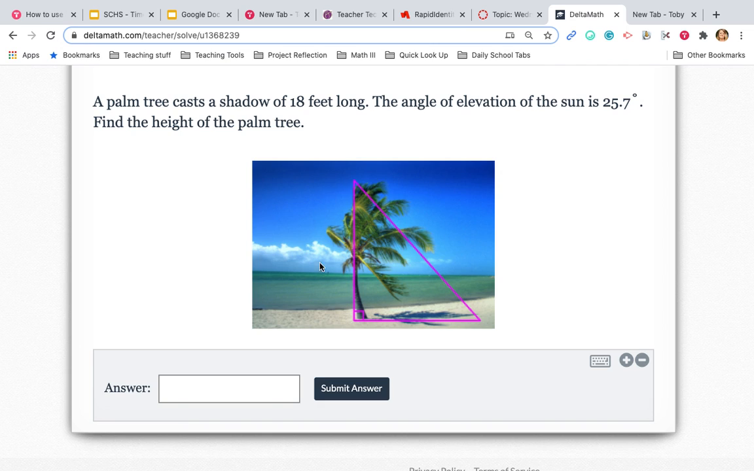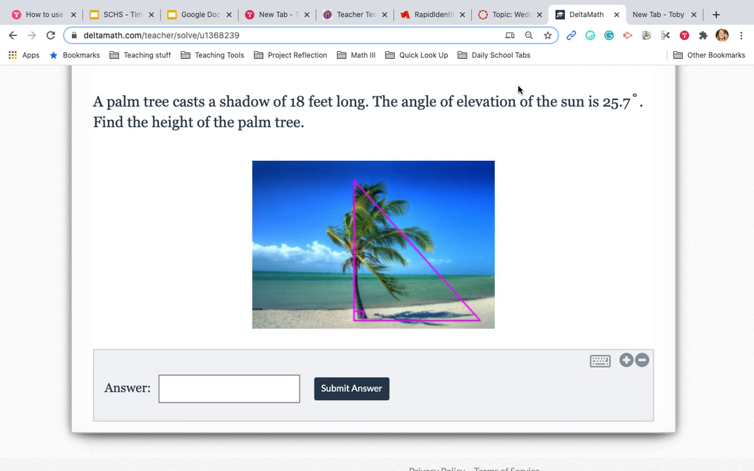And we got to think about what things represent. So notice that this side of the triangle is going to represent the palm tree's height. So I'm going to write in my notebook, I'm going to write height on that side of the triangle. Down here, the shadow, it says the shadow is 18 feet long. Where's the shadow? The shadow's on the ground, right here, right? So we're going to have a shadow here on the bottom.